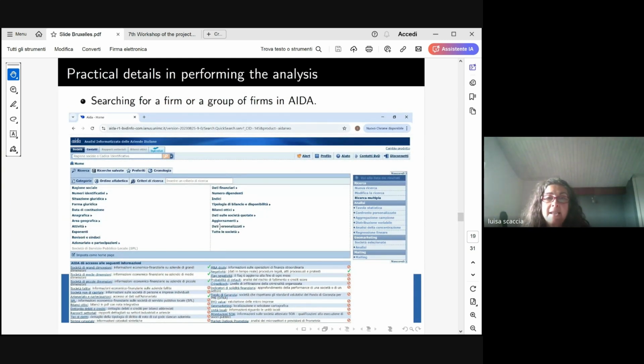Just to show you that this is a really simple analysis to perform: from AIDA, you can download data. You can search, first of all, for firms, for just one firm or more than one firm. You can search by the name of the firm or some identification code, or you can, for example, search for firms having some specific characteristics, for example, belonging to a certain geographical area or involved in a certain production sector.